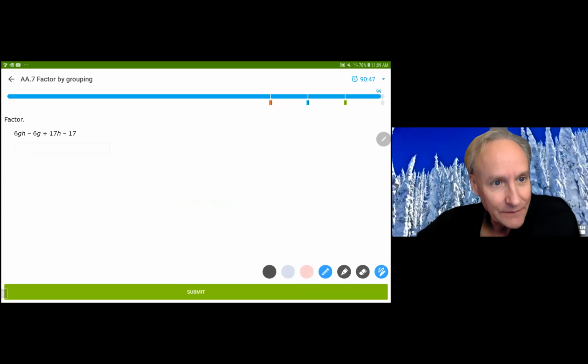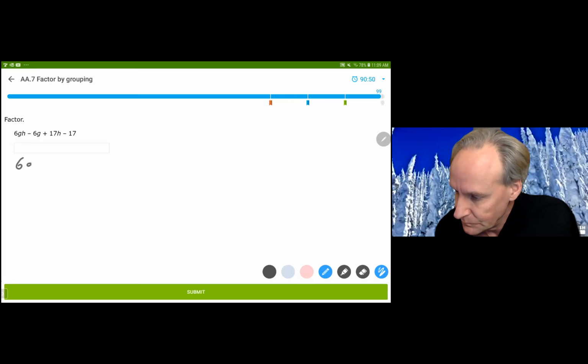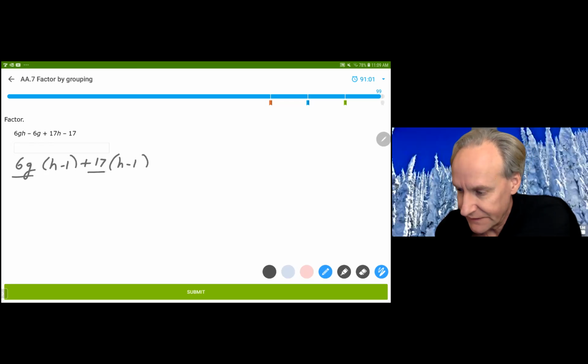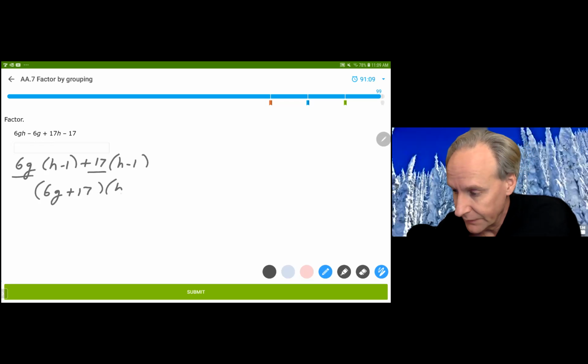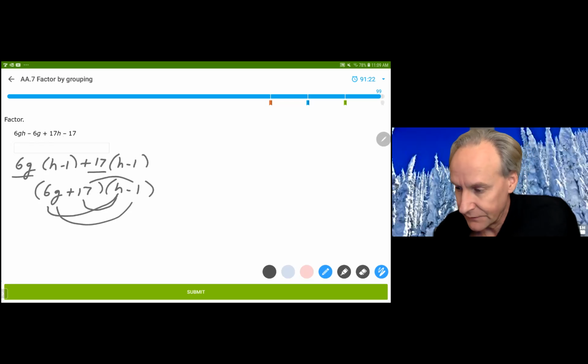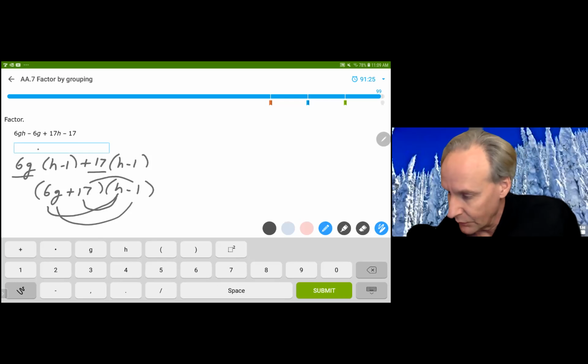So we are going to take out the 6g, and we have an h minus 1. Looks like they're going to have mercy on me. And we have a 17, and we also have an h minus 1. So we have 6g plus 17 times h minus 1. And I'm actually going to write it out because it's a real pain to miss this. So what I meant was when I multiply these, I have 6gh, which is right there, the first term. I have a 17h, and I have a minus 6g, and I have a negative 17 at the end. So I know that it's the right one.